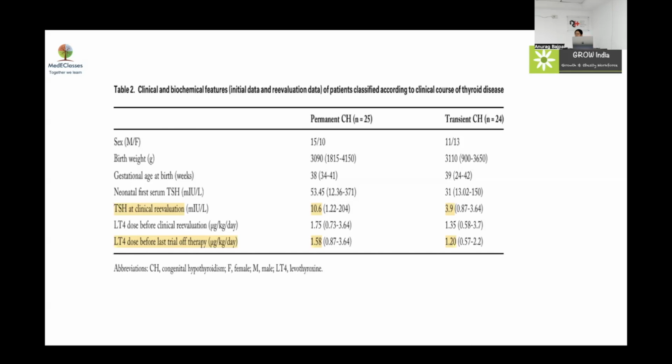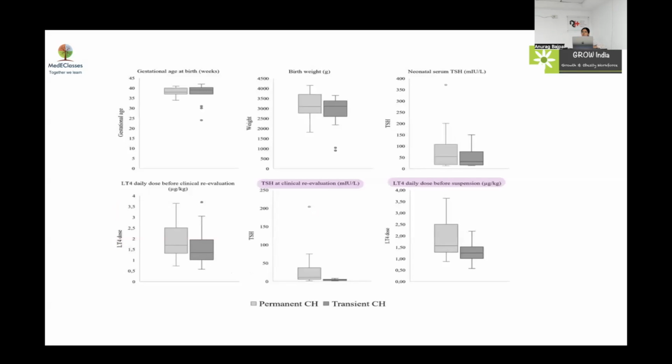So this is something you need to be clear about, which means that probably you should give a trial to everybody, which we do as part of our protocol. This is the box and whisker plot showing the same thing. If you see the groups, there is no difference between them, and these all overlap.